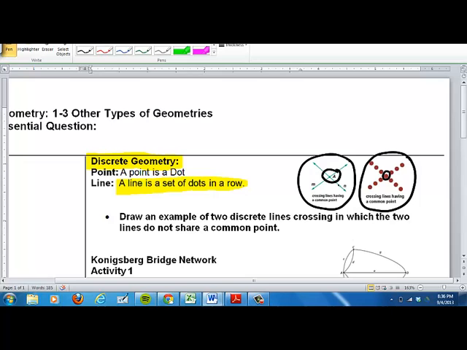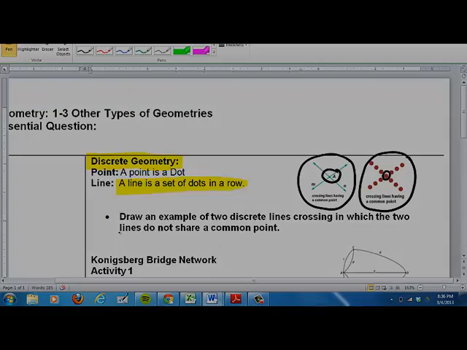So what I'd like you to do, if you can do this real quickly in your notebook, is see if you can draw an example of two discrete lines crossing in which the two lines do not share a common point. Then pause the video and put it back on, and I'll show you an example of what that would look like.